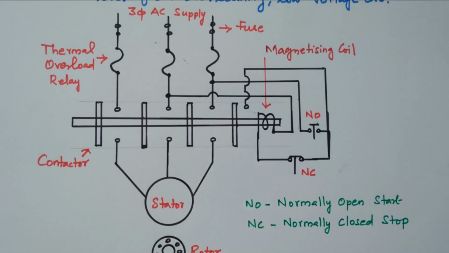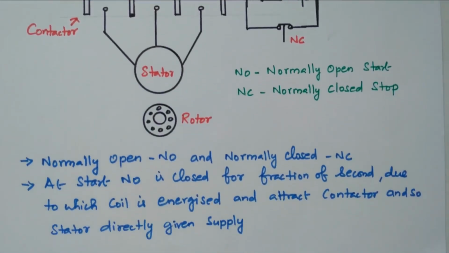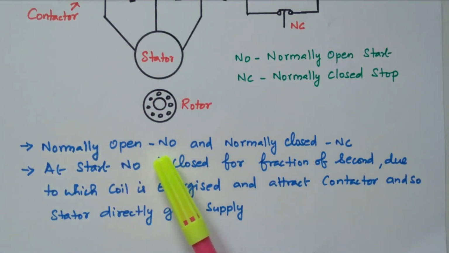Now we'll see the description. NO means normally open, NC means normally closed. So at the start, NO is closed for a fraction of a second, due to which the coil is energized and attracts the contactor, and so the stator is directly given supply, right. The supply is given directly to the stator.